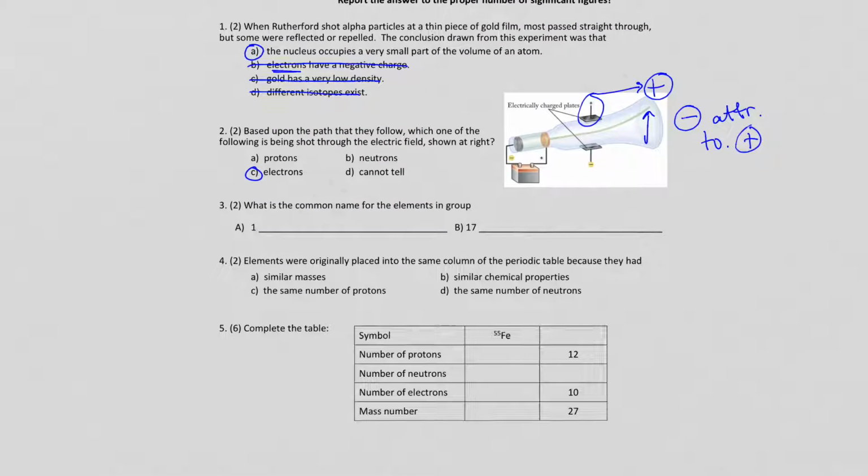Okay. What is the common name for the elements in this group? We're talking about the groups of the periodic table. So one would be the alkali metals. Leave it to me to spell it wrong. There we go. And 17 would be the halogens.